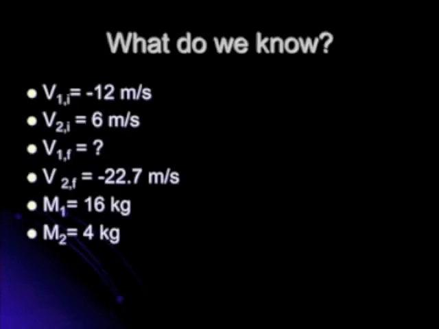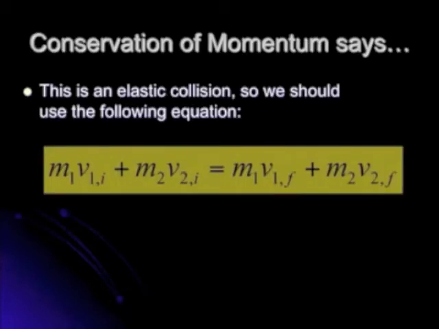So let's look at what we know. The 12 is the canoe's velocity, so that's object 1, and we're going to make it negative because it's going to the left. The 6 is the raft's velocity, so that's object 2, and it's going to the right, so it will be positive. The canoe's final velocity is what we're going to look for. The 22.7 is the raft's final velocity, and it's going to the left, so we're making it negative. And then the mass of the canoe is 16, the mass of the raft was 4.